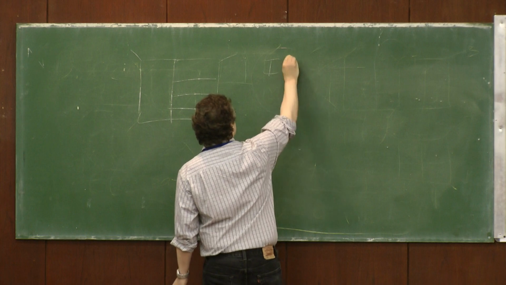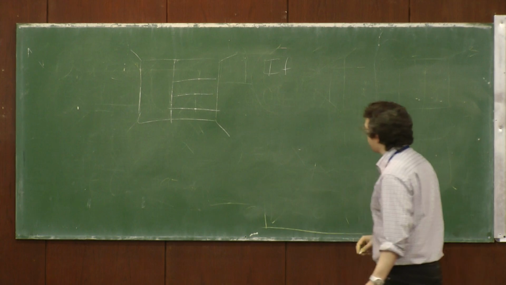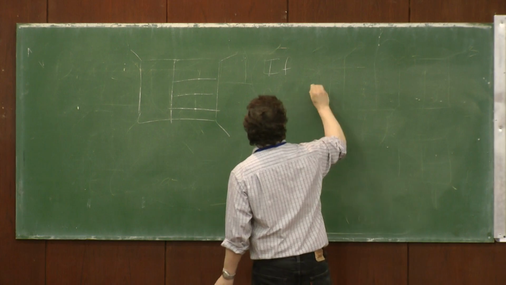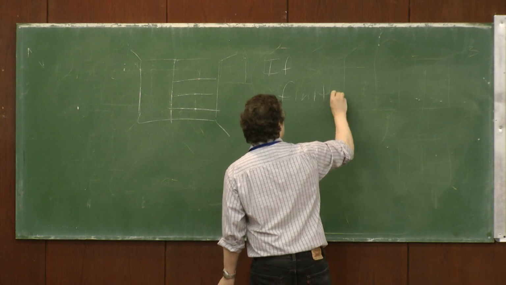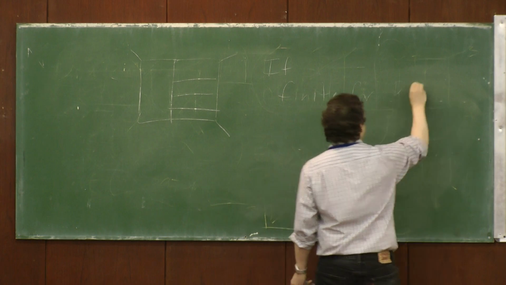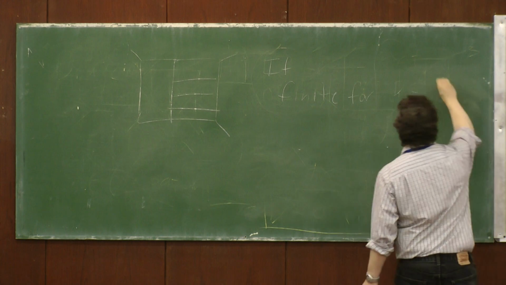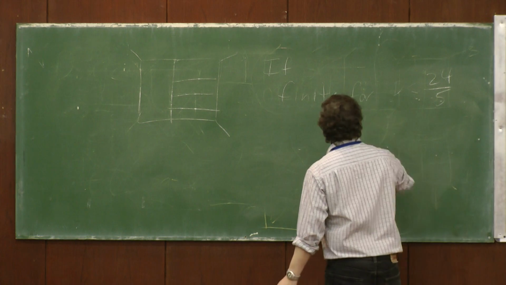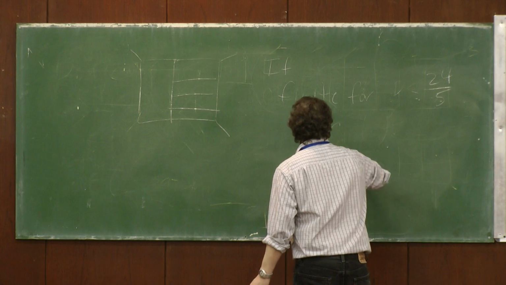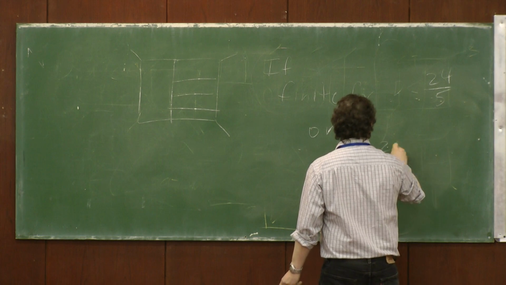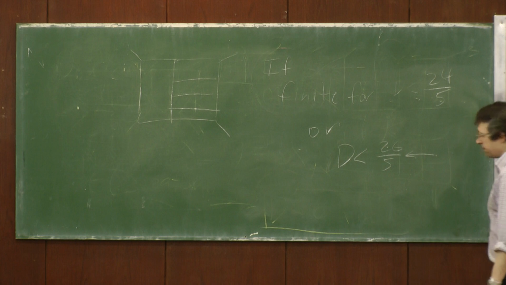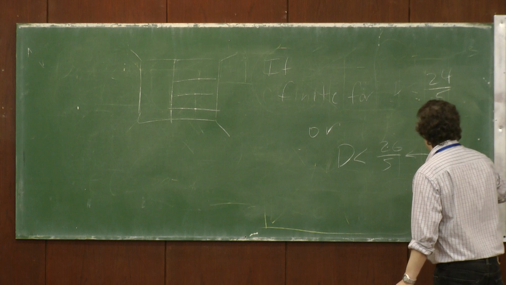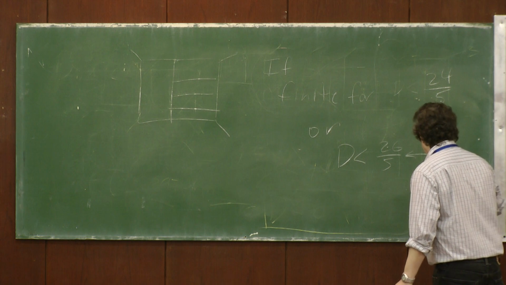And the specific bet, or the specific question, is: is it finite for D less than 24/5, or D less than 26/5? This number here, that's the degree of divergence of N=4 super Yang-Mills, same as N=4 super Yang-Mills.